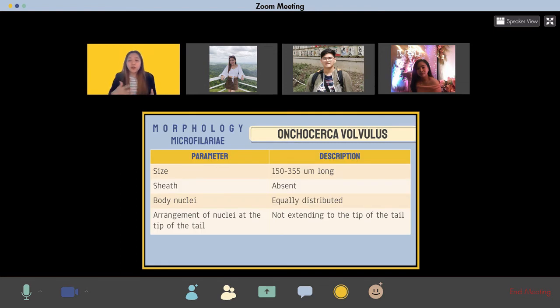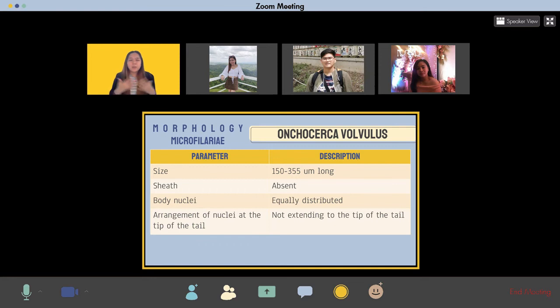The morphology of the Onchocerca volvulus shows that it undergoes two stages, the larval stage, which is called the microfilaria, and the other stage is the adult worm. So let's talk about first the microfilaria of the Onchocerca volvulus. The Onchocerca volvulus microfilaria has a size ranging from 150 up to 355 micrometers in length, and it does not contain any sheath in its structure. Also, it contains body nuclei.